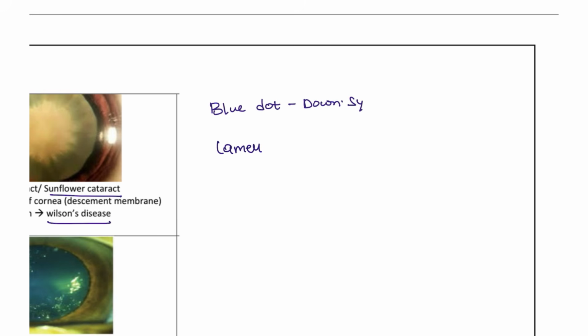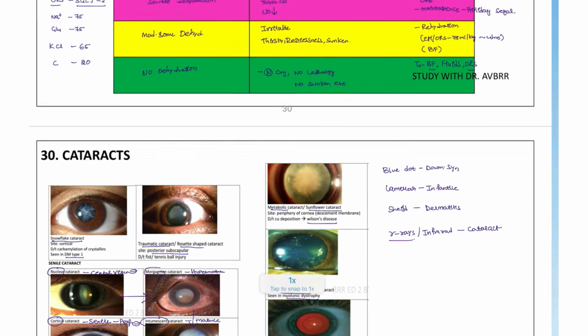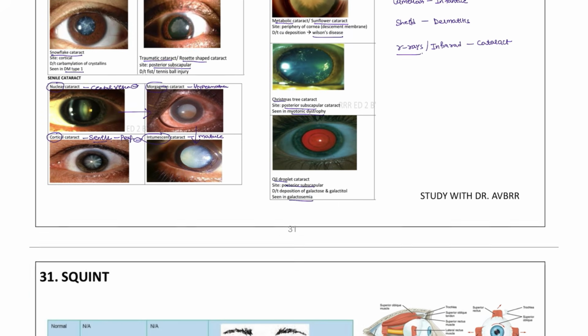Lamellar cataract is seen with the infantile type, and shield cataract is seen in patients with atopic dermatitis. These patients will have the shield cataract. Which rays cause cataract? Gamma rays or infrared rays. This is going to cause cataract. These are some of the important named cataracts that you have to remember.